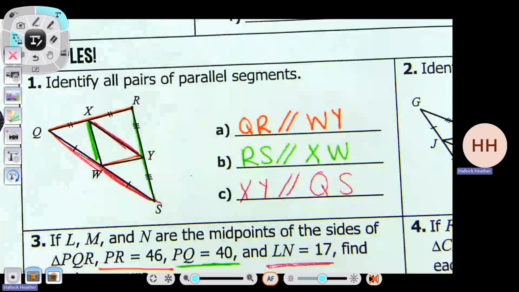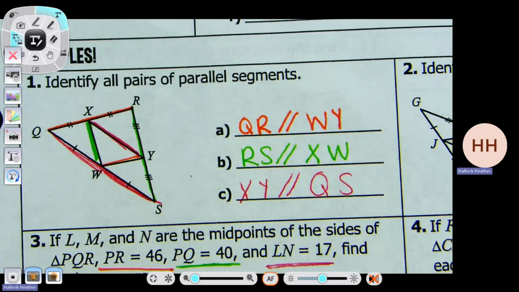So you're just listing the parallel sides. Why shouldn't it be QS equals XY? It could be. That's why I did that. So you could list them backwards. You could do the small piece first or the big piece. You could put the letters backwards. As long as it's the matching pieces, it's fine.